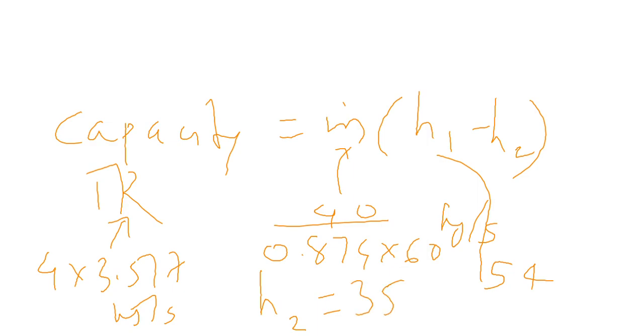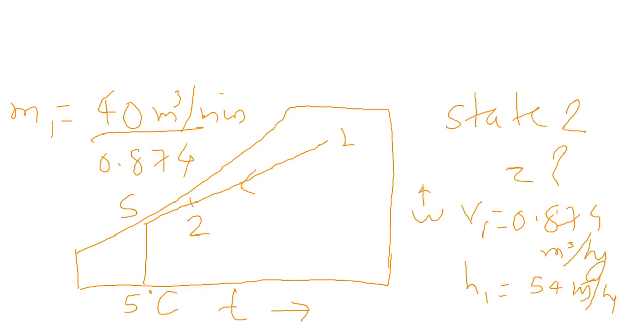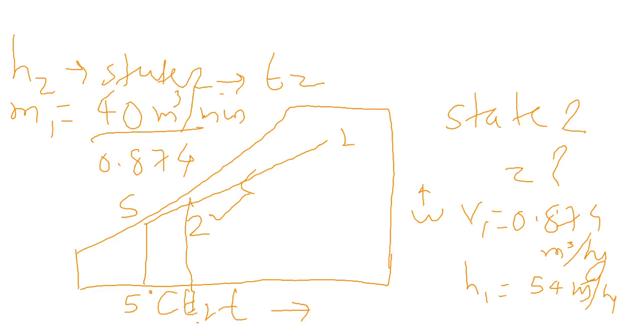After solving this, once you get this value H2, then what we can get is the state 2. So you get state 2 by finding H2, right? Once you get H2, you get state 2. Once you get state 2, you can find T2. So you can find this T2 from the psychrometric chart. Getting it? So how do you find T2?